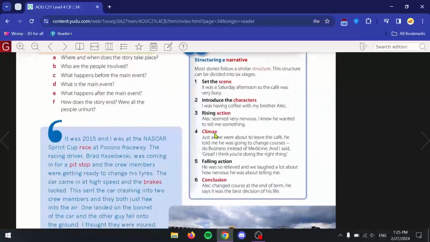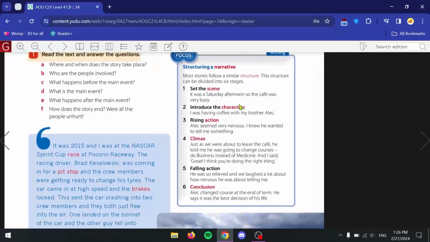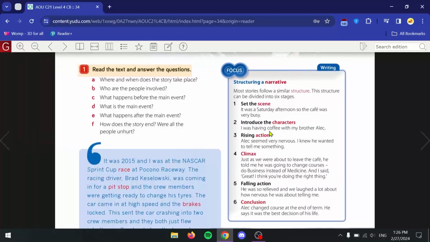This one right here. So when structuring a narrative or when writing a story in general, you want to keep in mind these six different stages. Remember, we talked about setting the scene and then introducing your characters. This is sort of your introduction. And then rising action and then your climax. And then after the climax, things go back down slowly and finally you conclude. So always keep this in mind.